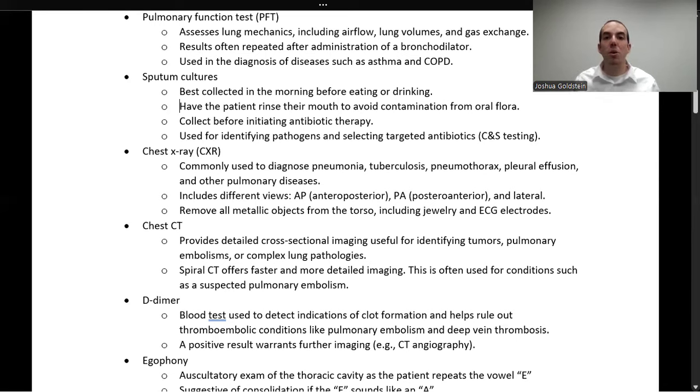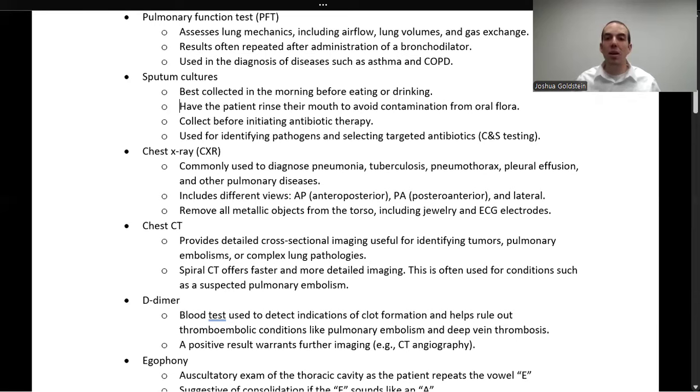They are used to diagnose pneumonia, tuberculosis, pneumothorax, pleural effusion, so much more. And they're also used very often to rule out other conditions like a pneumothorax and things like that. So we do these on any patient that has a respiratory and almost any patient that has a cardiac issue.